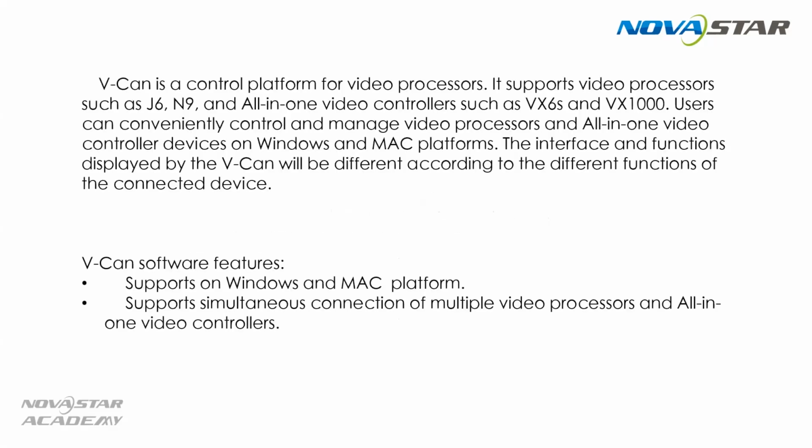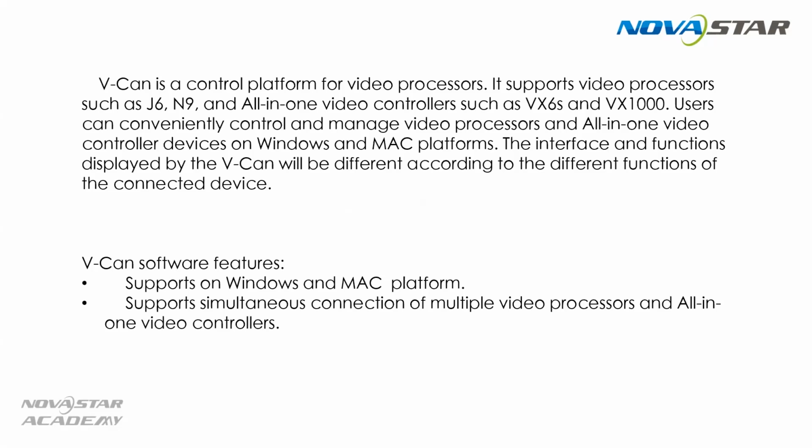V-Can is a control platform for video processors. It supports video processors such as G6 and N9, and all-in-one video controllers such as VX6S and VX1000. Users can conveniently control and manage video processors and all-in-one video controller devices on Windows and Mac platforms. The interface and functions displayed by V-Can will be different according to the different functions of the connected device.